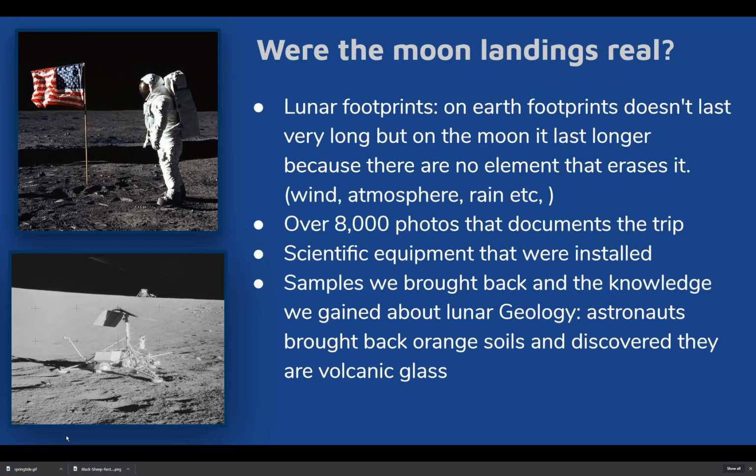The last one, which I think is the most interesting, is the samples that we brought back and the knowledge that we gained about lunar geology. Astronauts brought back orange soils and discovered they are volcanic glass. So I think that was very interesting. Well, it's a lot of evidence that the moon was once part of Earth, right? That the composition of the moon definitely had Earth elements. Yeah.